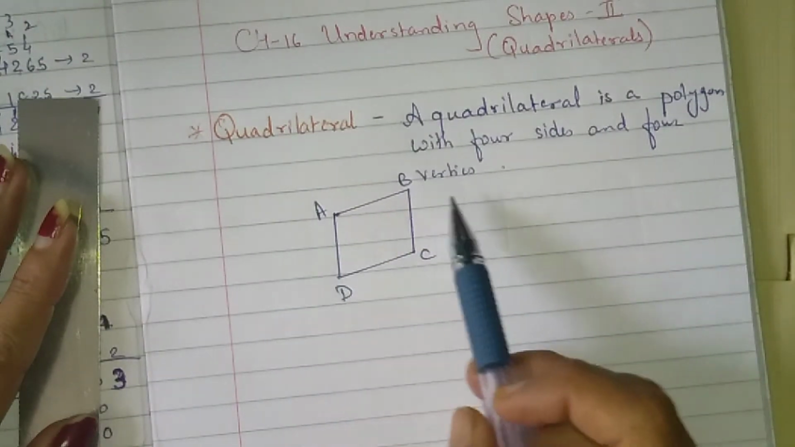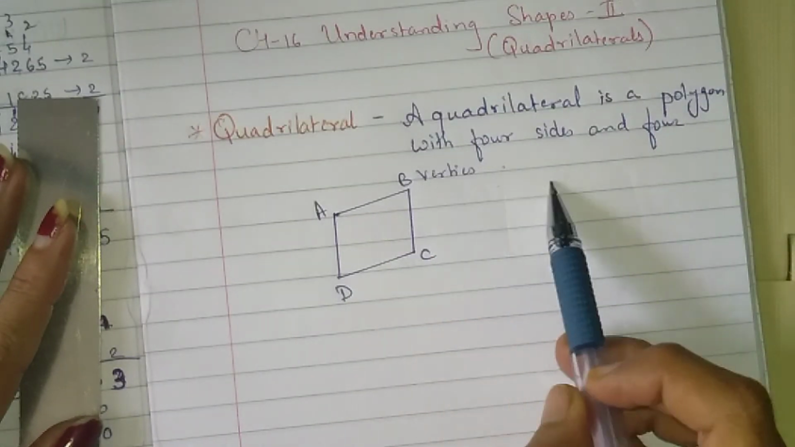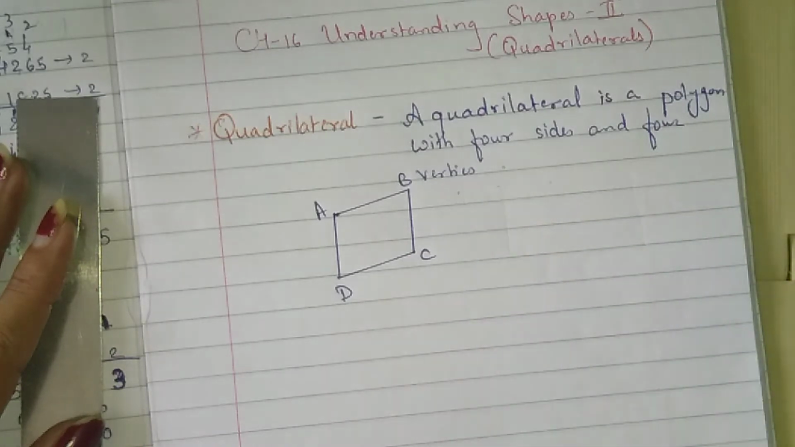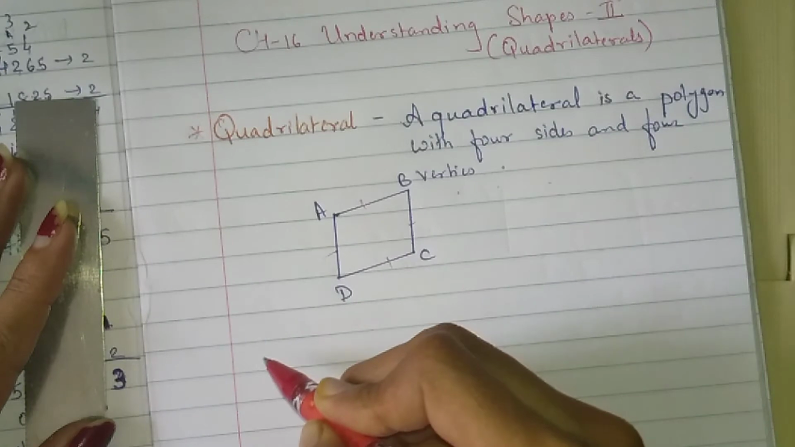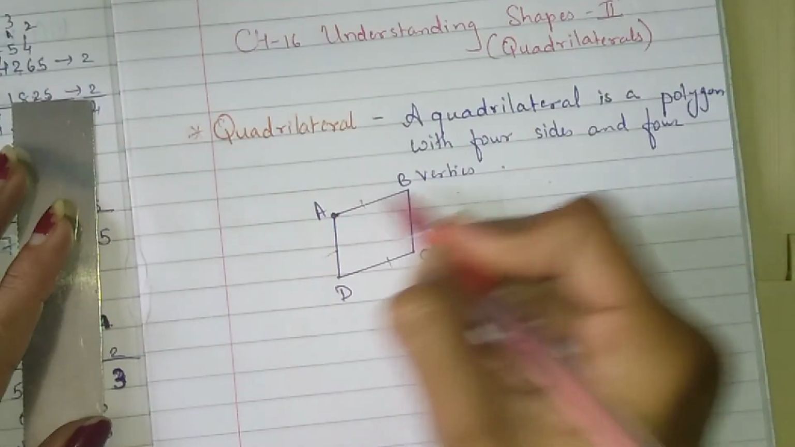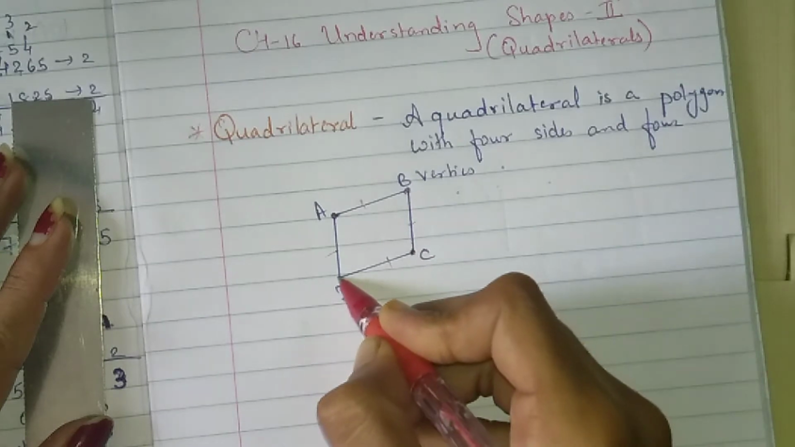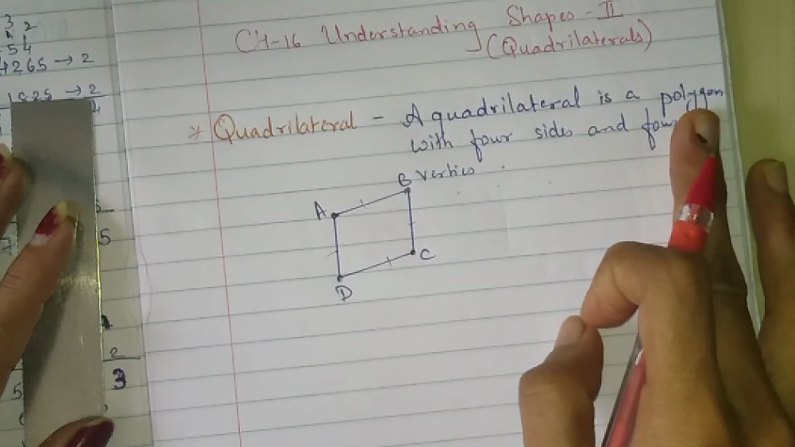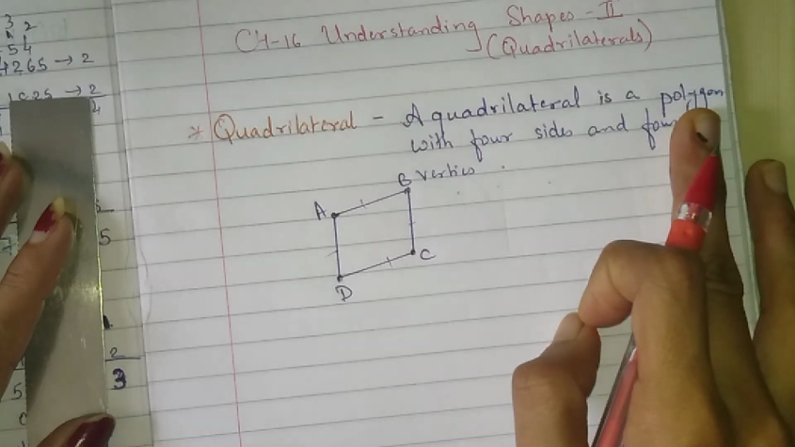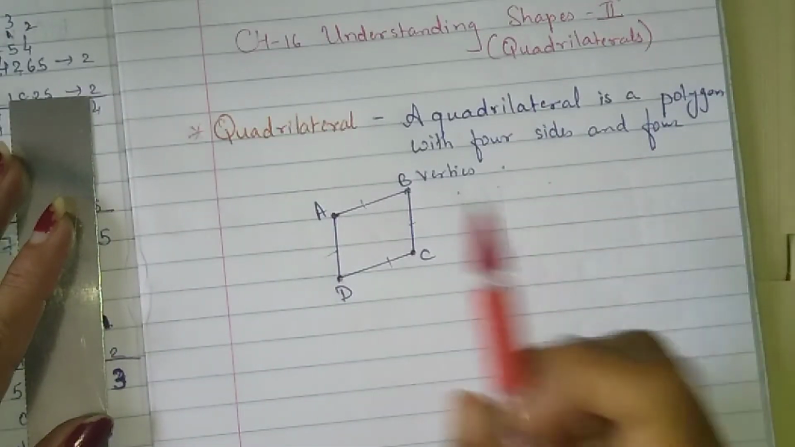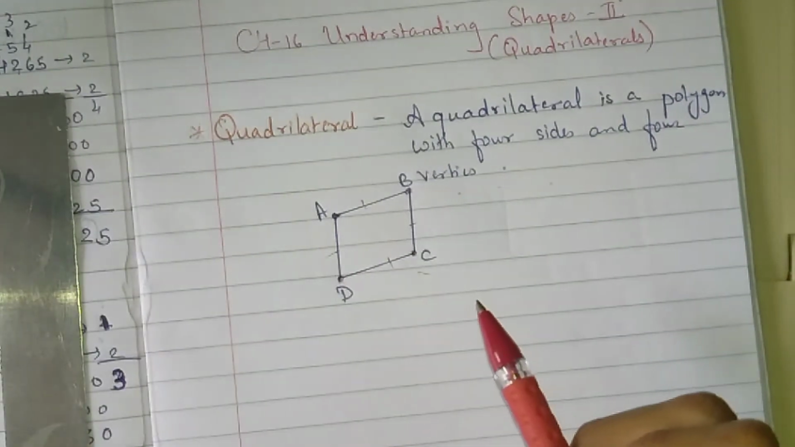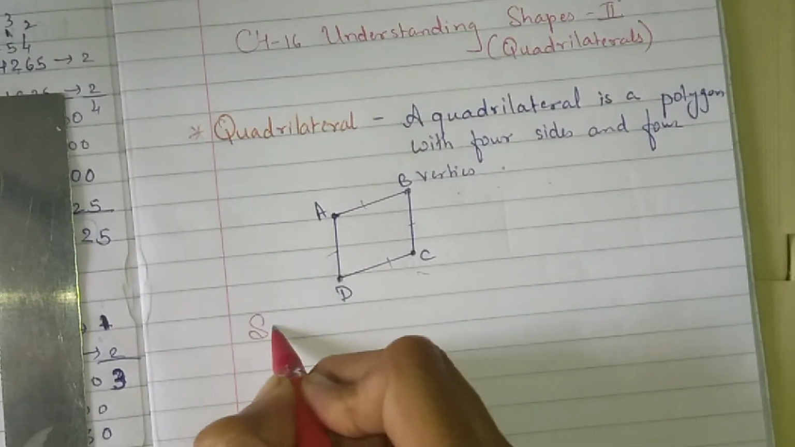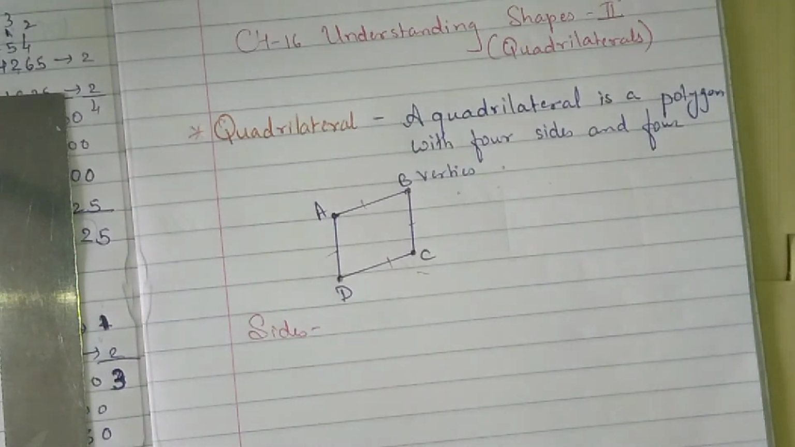Definition of quadrilateral. A quadrilateral is a polygon with 4 sides and 4 vertices. Now your quadrilateral has 4 sides and 4 vertices. This is your side, right? You can also say edges, and these points are called vertices. Polygon means 3 or more line segments, and quadrilateral means they have 4 sides and 4 vertices. Now we'll see which are the sides in this quadrilateral.